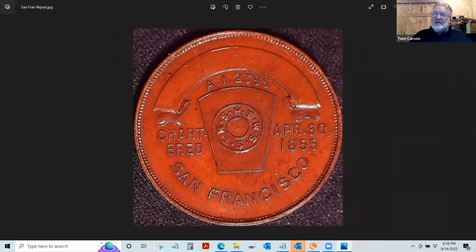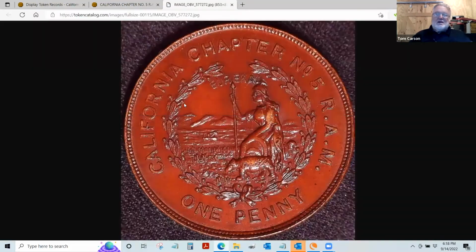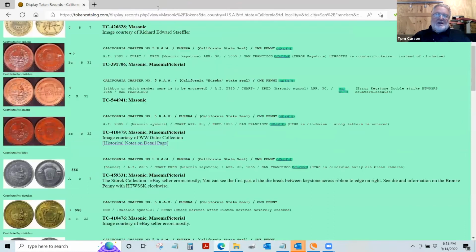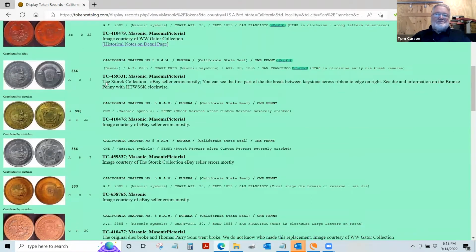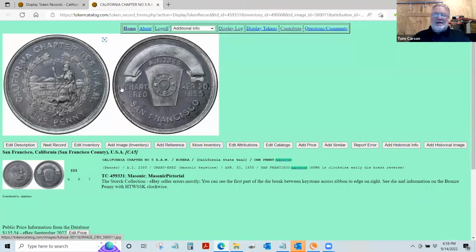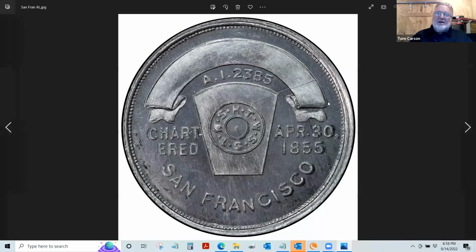Now this one is a good example. It's rarer than the error one. Well, by repunching it, they weakened it. And here's a repunched one in aluminum. And I'll pull this one over so I can zoom in on it real good.